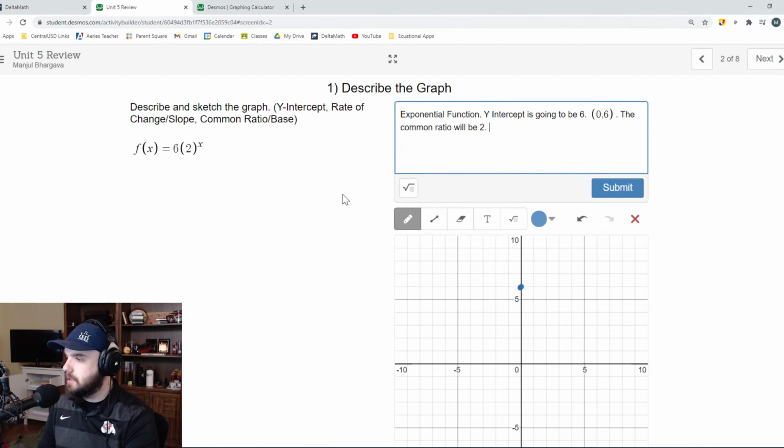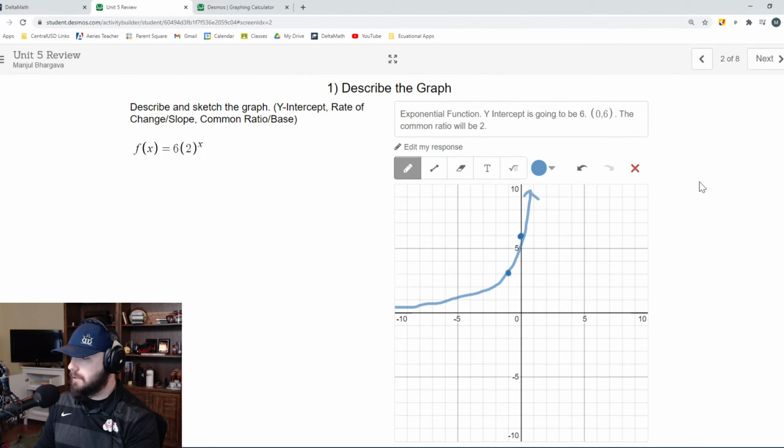So let's actually sketch that. Again, this is a sketch, it doesn't have to be perfect. We can't go up to 12, so I'm just going to go left and divide. I'm just going to quickly sketch this. So our graph is going to look something like that. Okay. Easy peasy lemon squeezy.